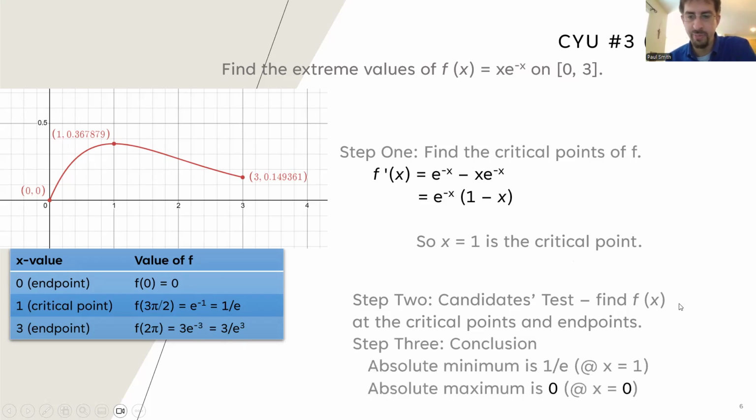So our absolute minimum is 1 over e, which occurs at x is equal to 1. And then our absolute maximum, other way around. Absolute maximum is 1 over e at x is equal to 1, and absolute minimum is 0 at x is equal to 0. Sorry, I switched those two.